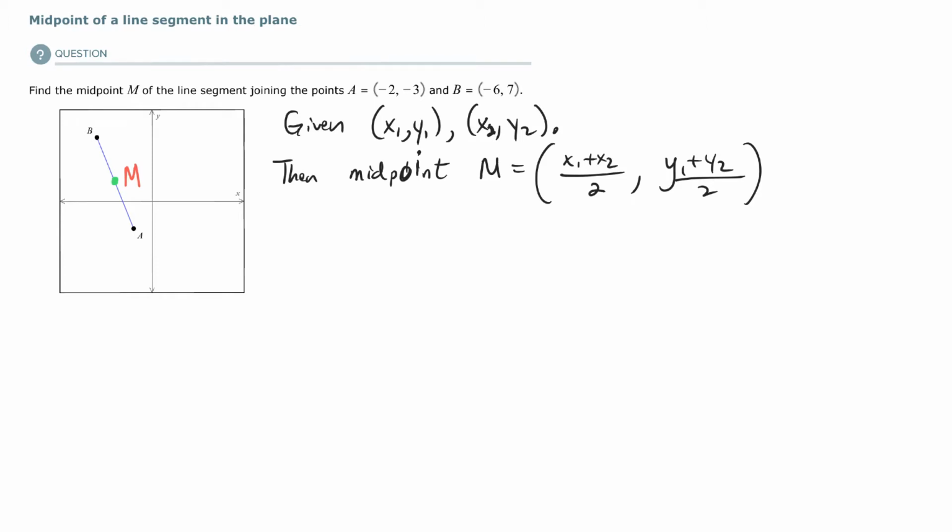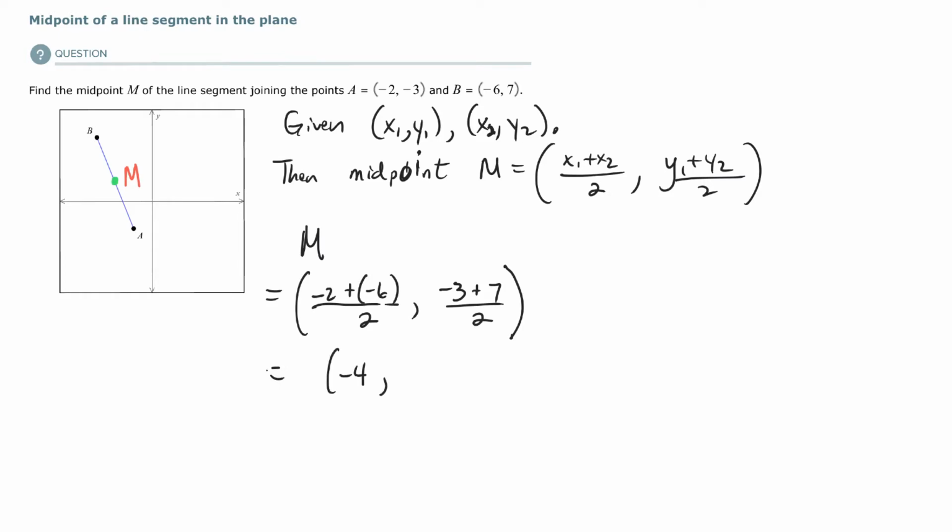Let's go ahead and compute that. The expression is M, and we have parentheses. x1 is negative 2, and then we're going to add x2, which is negative 6, and then divided by 2, comma, negative 3, add 7, and put that over 2, and then close that with a parentheses. The midpoint is negative 4, and then 2.